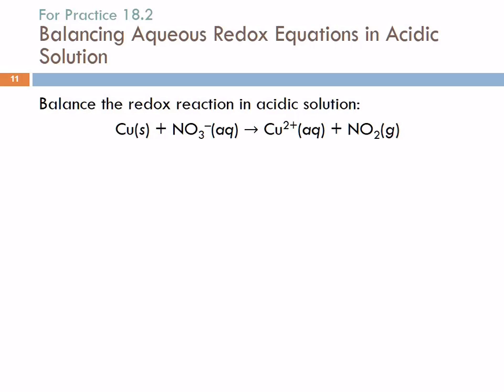Do one more acidic one. Copper and nitrate going to copper ion and NO2. So elements have oxidation numbers, oxidation states of 0, and monatomic ions have oxidation states equal to their charges, so that's good. Here we have nitrate ion.